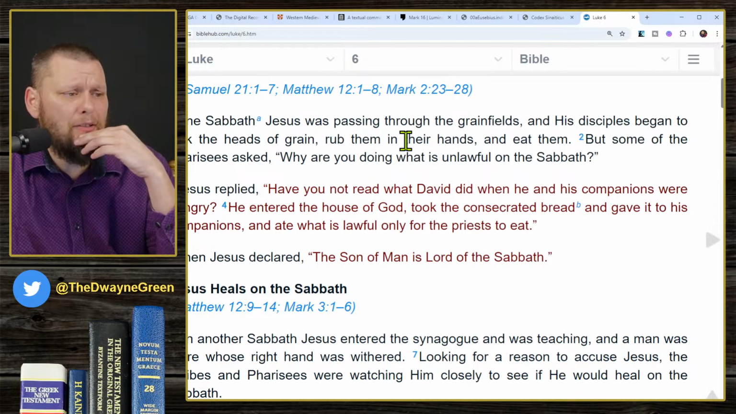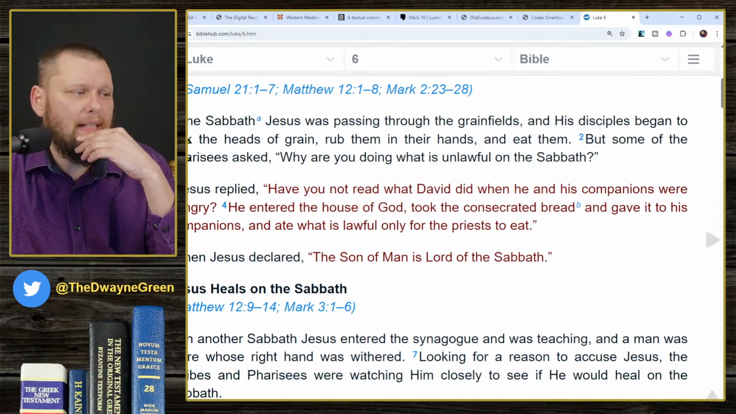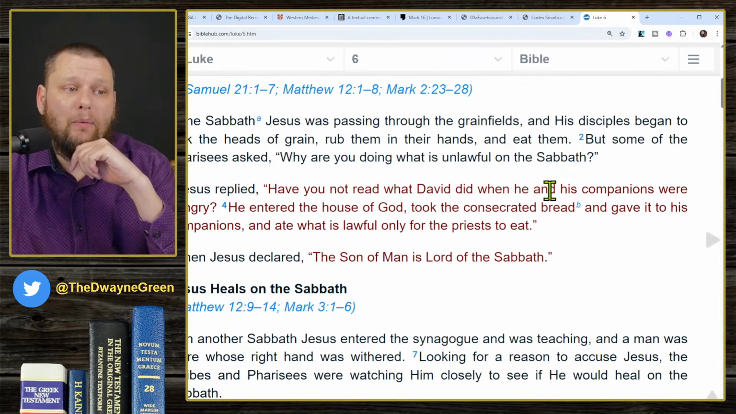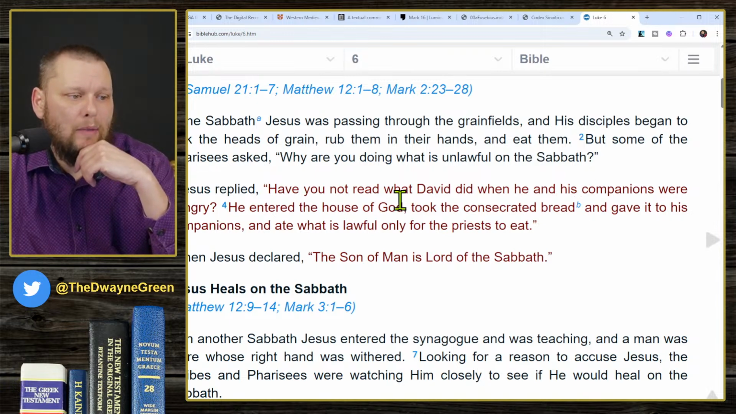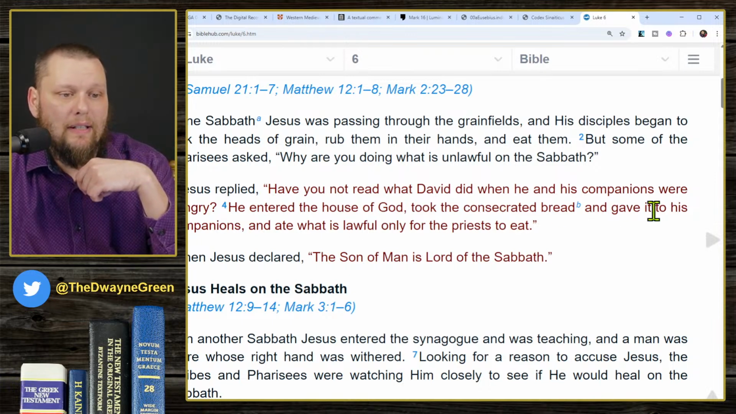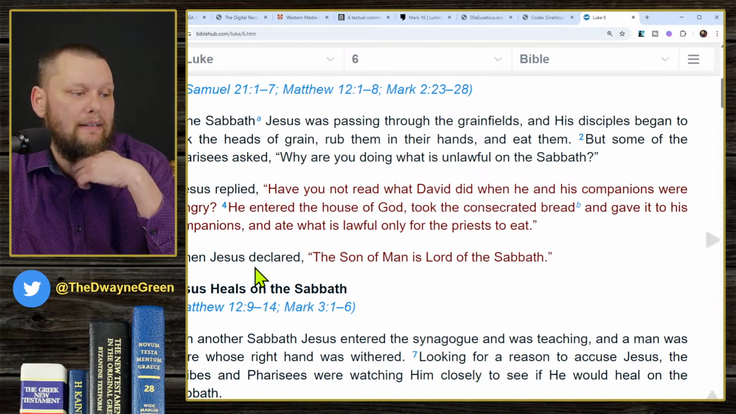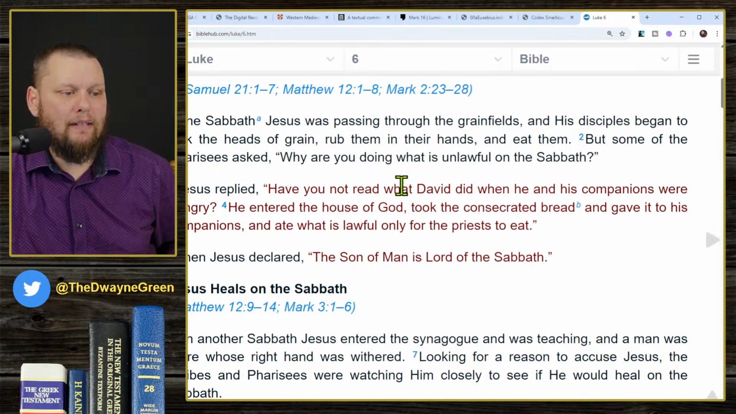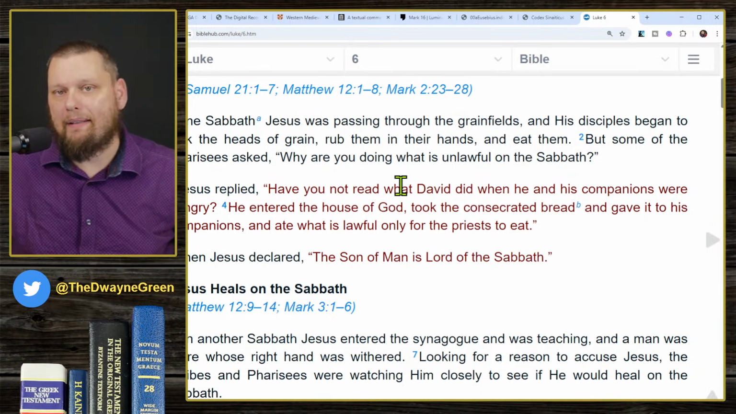So one Sabbath, Jesus was passing through the grain fields, and his disciples began to pick the heads of grain, rub them in their hands, and eat them. But some of the Pharisees asked, "Why are you doing what is unlawful on the Sabbath?" And Jesus replied, "Have you not read what David did when he and his companions were hungry? He entered the house of God and took the consecrated bread and gave it to his companions and ate what is lawful only for the priest to eat." Then Jesus declared, "The Son of Man is the Lord of the Sabbath."